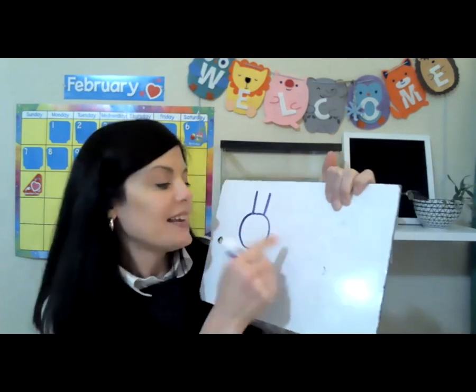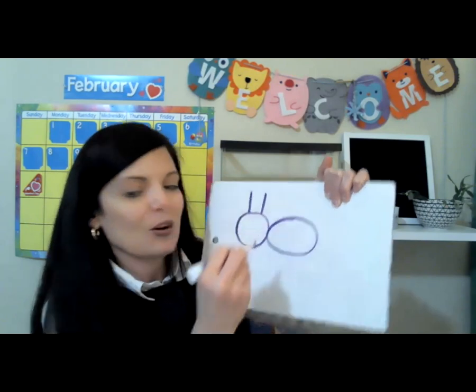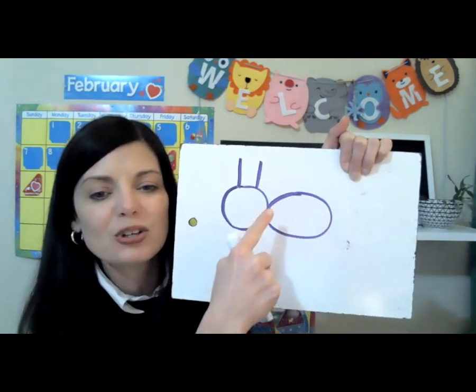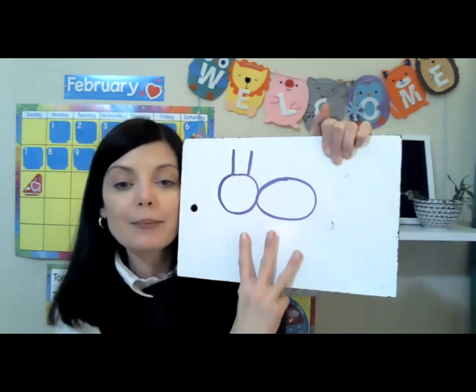Now, we're going to make the next part of the ant, and it's going to look like this, an oval. That's our shape for today, an oval. Kind of looks like a squished circle. So make an oval. Ants have three body parts.